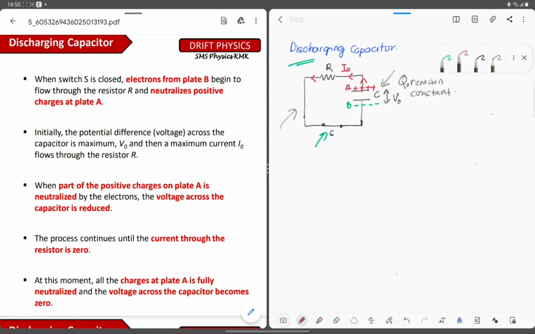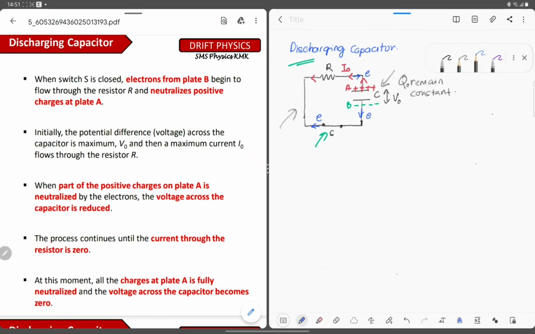And you must know that when there is current flow, there must be flow of electrons. So electrons will flow from plate B to plate A. What happened as the electrons reach plate A? When the electrons reach plate A, they will neutralize the positive charge at plate A.